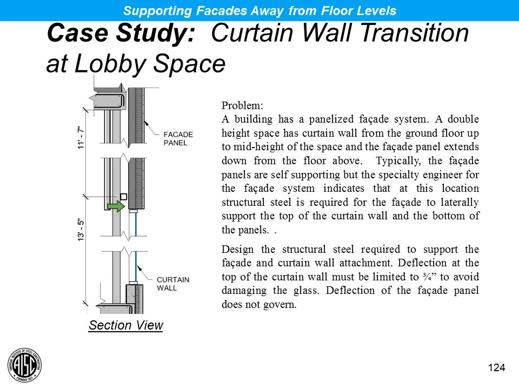So this horizontal element spans between posts, which you see here, and those posts span from the floor up to the underside of the structure above. And what's important here is that you provide deformation compatibility in this post by providing a slip connection at the top of the post to allow the floor framing above to displace downward and not load the post in compression.